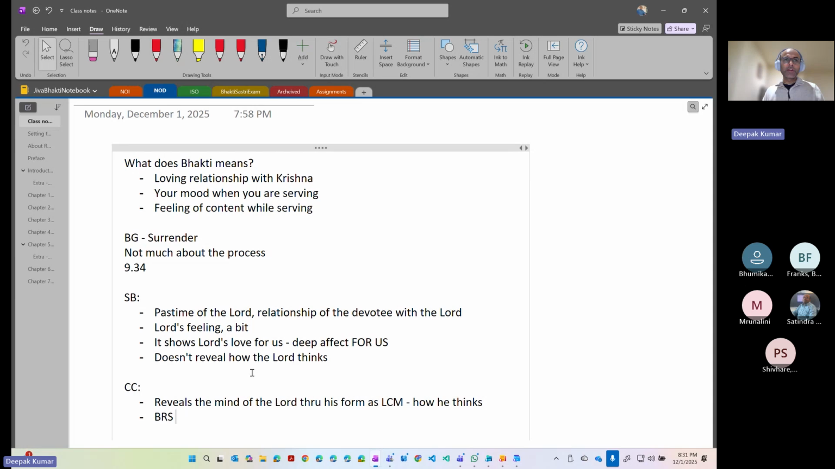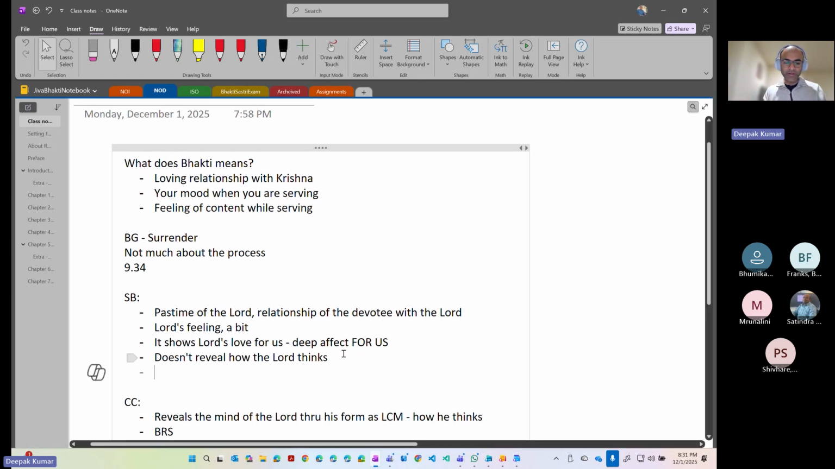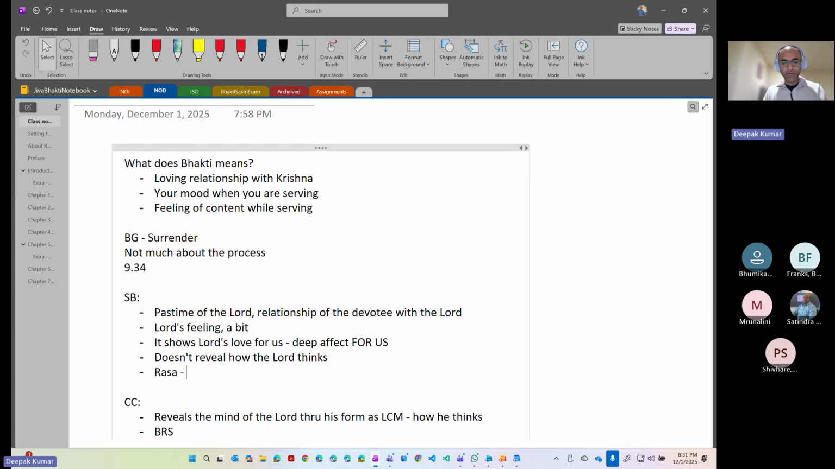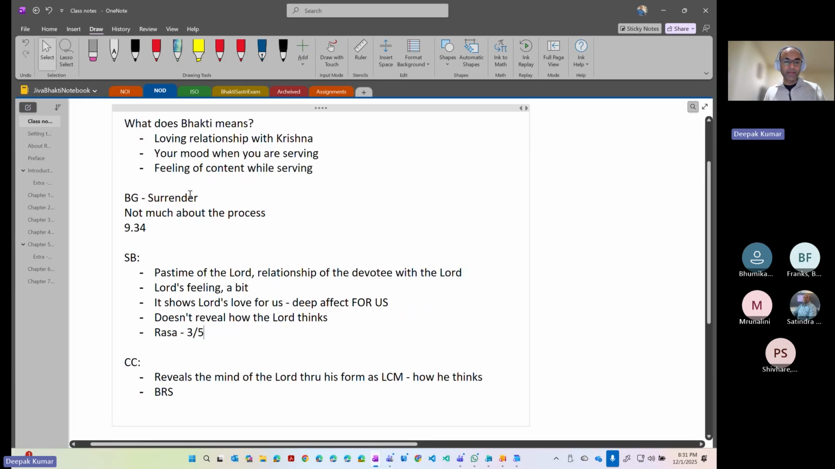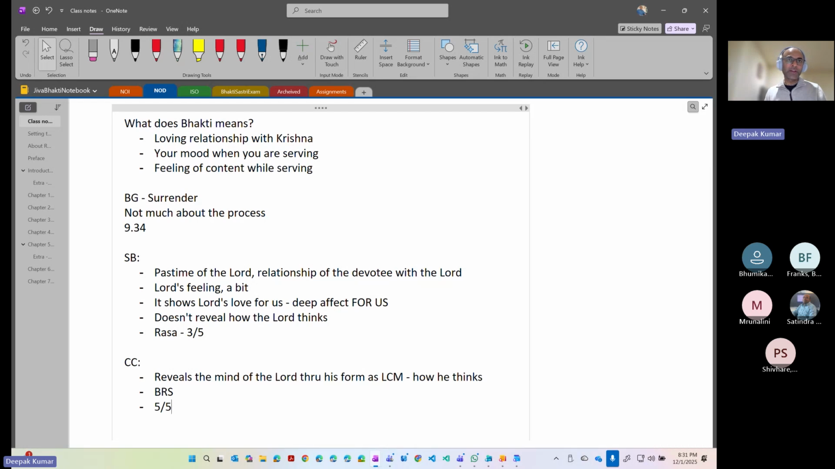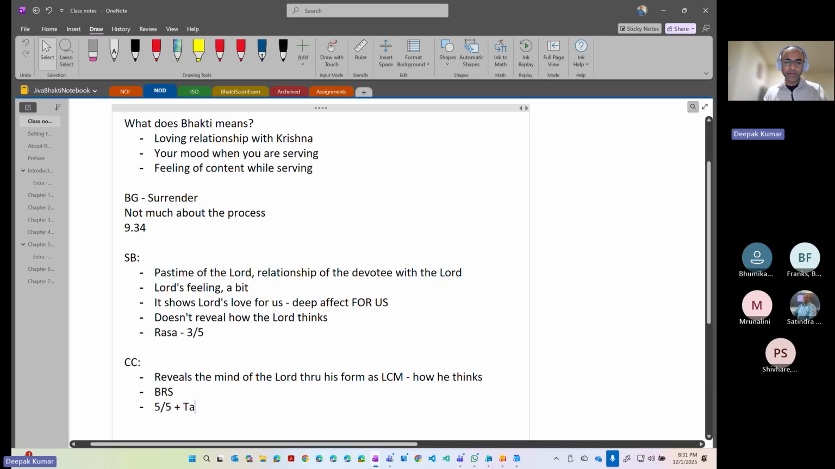Okay, so Chaitanya Charitamrita is tattva plus rasa plus philosophy. And very strong rasa, right? You can say 3 out of 5 on the scale, and this is comparative. If compared with Srimad Bhagavatam, somebody will say it's 5 out of 5. Here, for comparative sake, it is 5 out of 5, kind of like that. So it goes with tattva plus philosophy. So this is how these books are related.